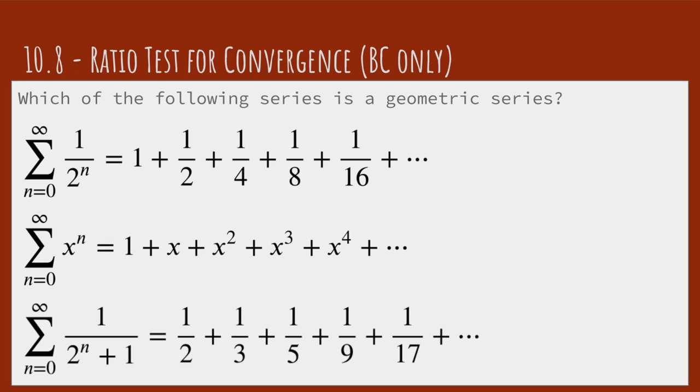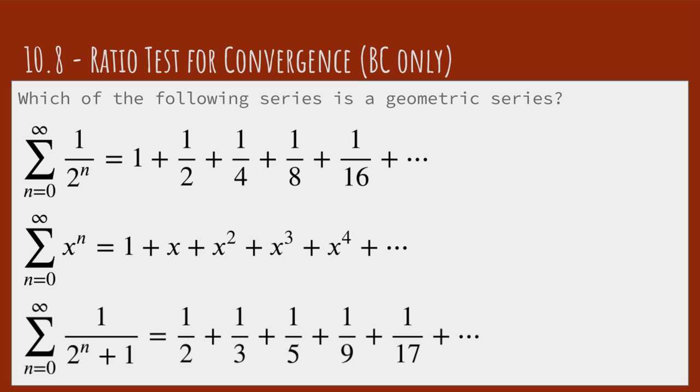So I want to start this by looking at some geometric series. We know that a geometric series is a series that has a common ratio. So we multiply by the same thing over and over to get from one term to the next. And we also know that if the common ratio is between -1 and +1, the series is going to converge.